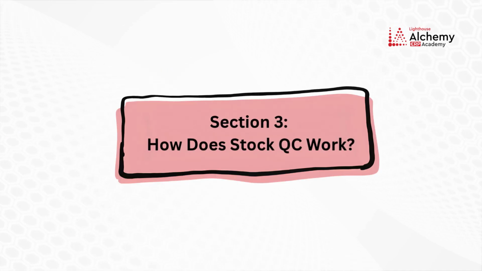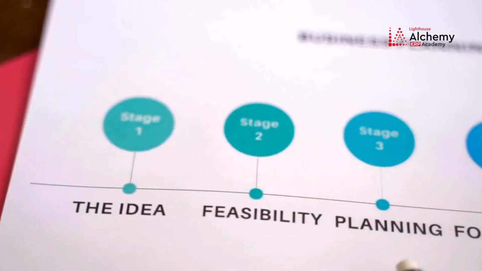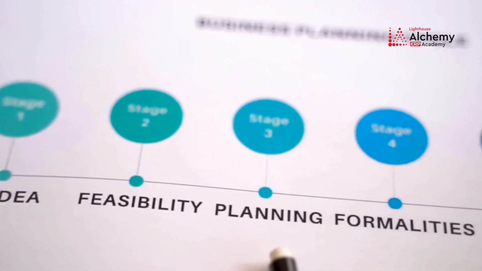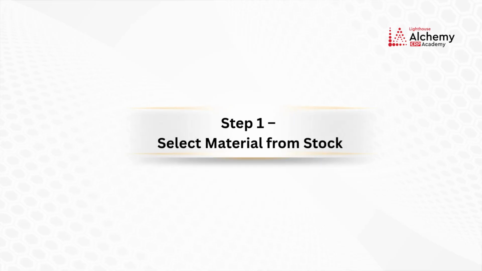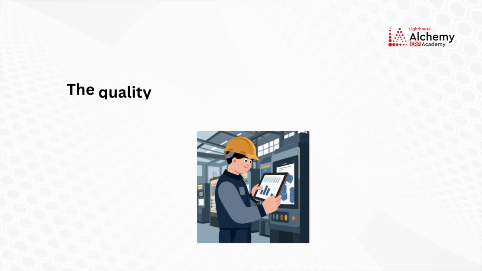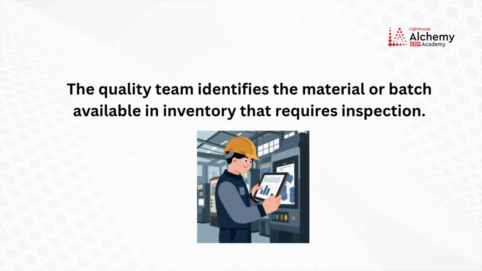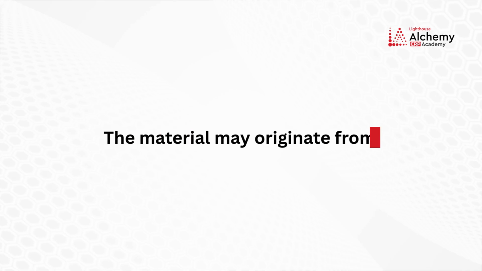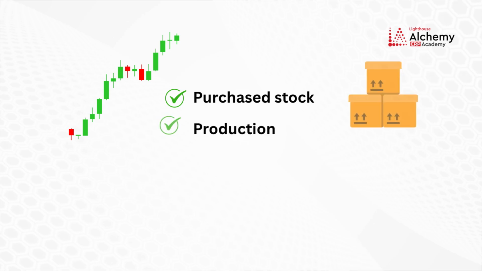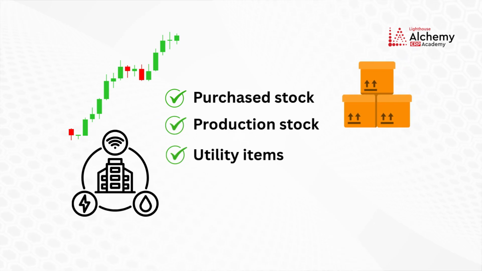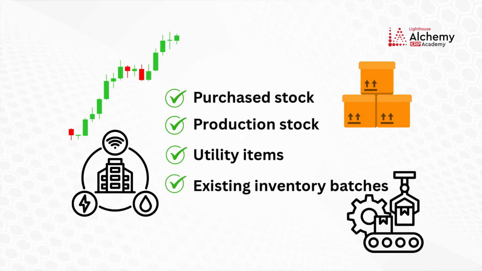Section 3. How does stock QC work? Let's understand the process step by step. Step 1. Select material from stock. The quality team identifies the material or batch available in inventory that requires inspection. The material may originate from purchased stock, production stock, utility items, or existing inventory batches.